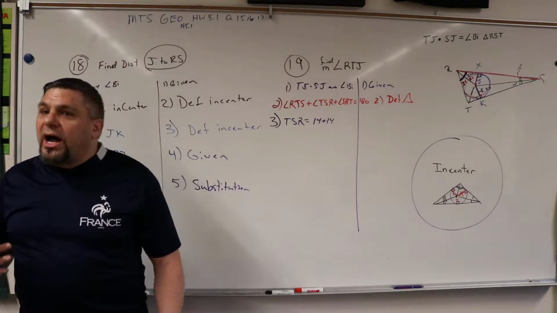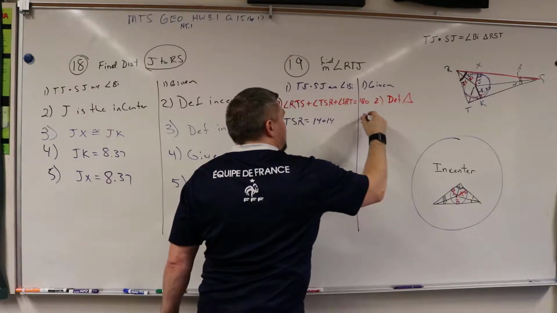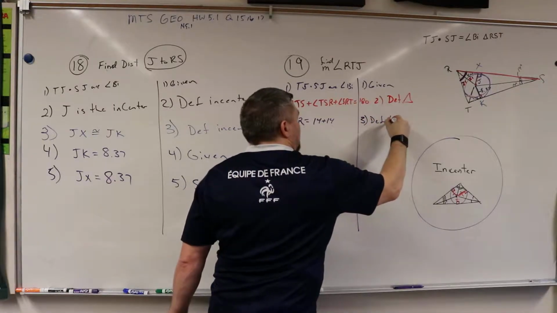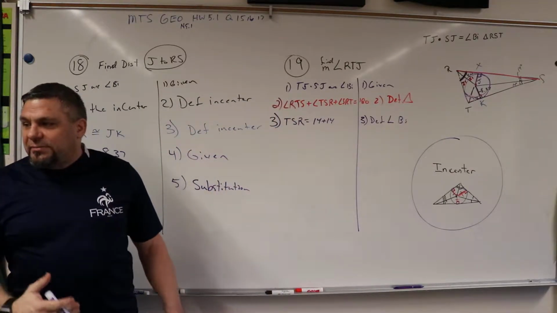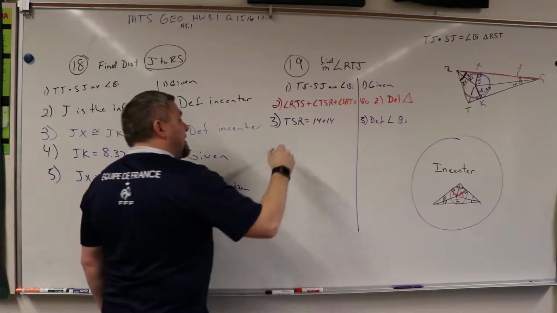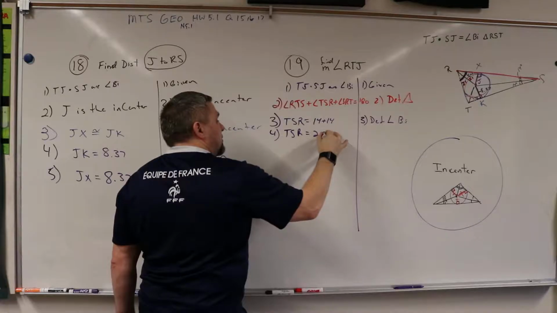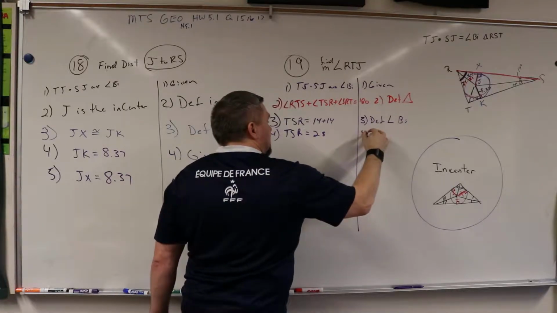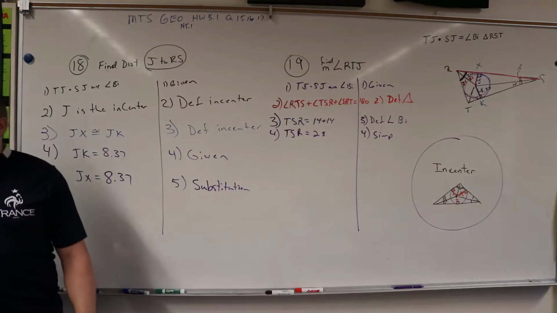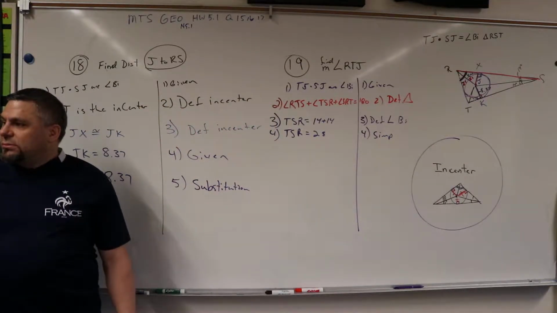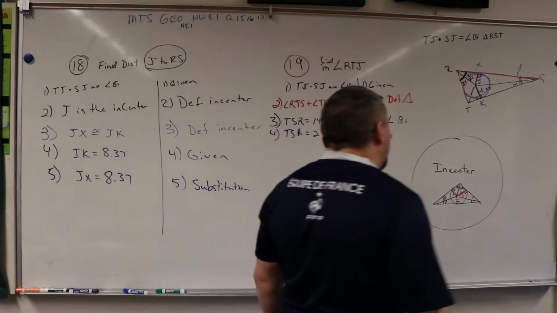Why is it 14 plus 14? Definition of what? Angle bisector, right? Because it's an angle bisector, that means there's two of the same. That means that TSR has to be how much? 28, right? And that's just simplifying. You just added up 14 and 14. Does that make sense? Right?